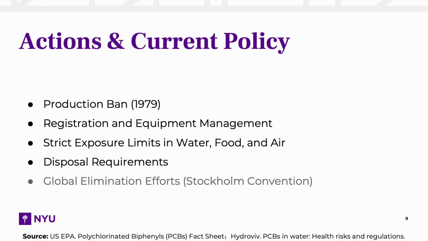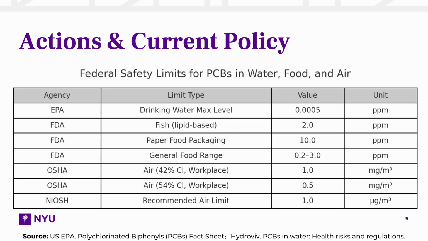Given these risks, the U.S. has taken multiple actions. First, the U.S. banned the production and use of PCBs as early as 1979. Second, for equipment that still contains PCBs, there are rules requiring proper registration, labeling, and regular inspection. Third, multiple agencies have set strict exposure limits for PCBs in different parts of our environment.